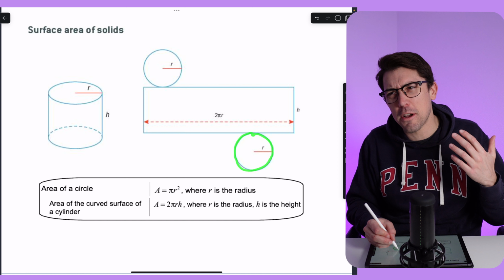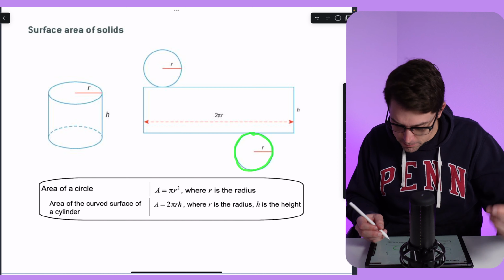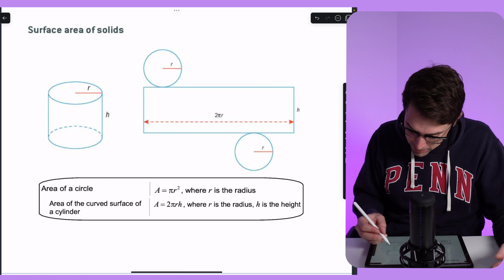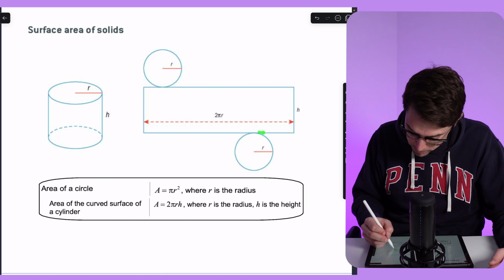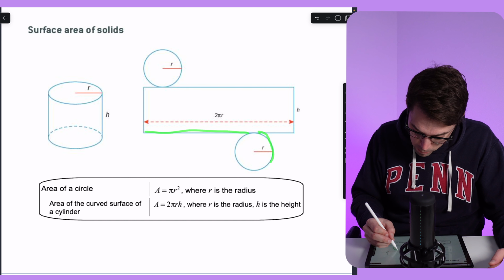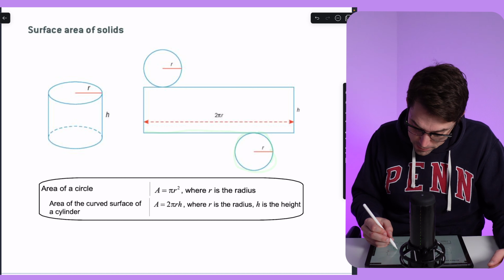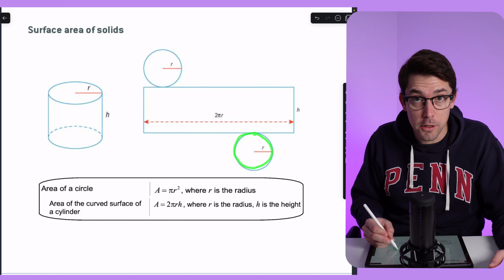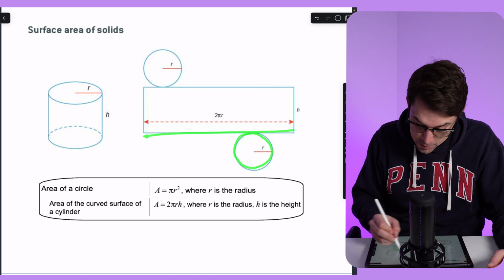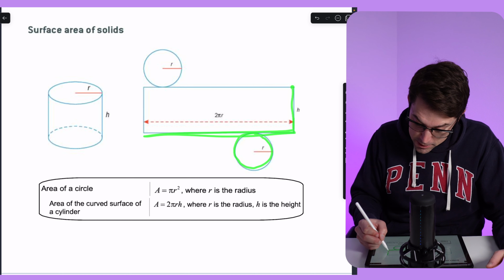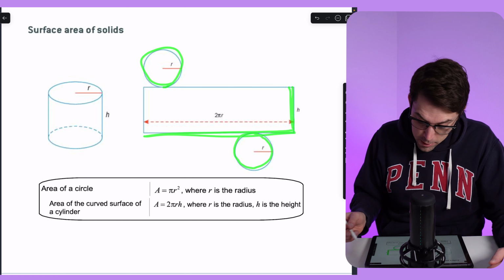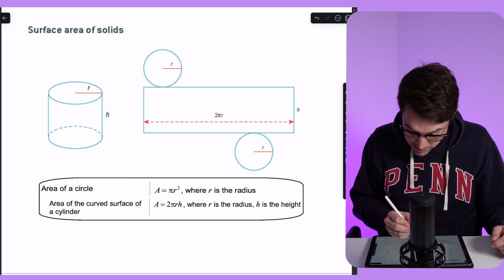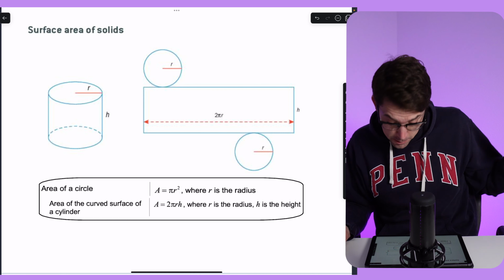It's a lot easier if you do it live in class, but you can wrap your head around the fact that this would be wrapped here, and this length would be wrapped here. So this would just be the perimeter of the circle, which is 2 pi r. That's why this is 2 pi r. And this would be the height of the cylinder, because that's where this other edge is. So 2 pi r h is the area of the curved surface of a cylinder.